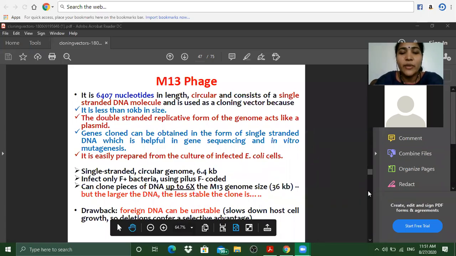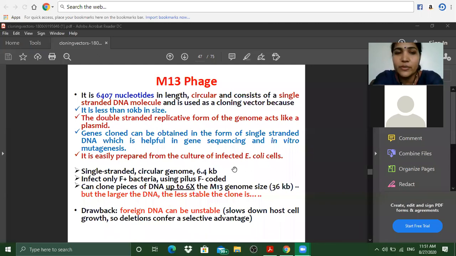So, welcome everyone. Then we'll be continuing with the session of learning about the vectors. Yesterday we had learned about the lambda vectors and lambda phage vectors. Now we'll go through what we mean by the M13 phage vector. This is a different type of bacteriophage compared to the lambda phage.